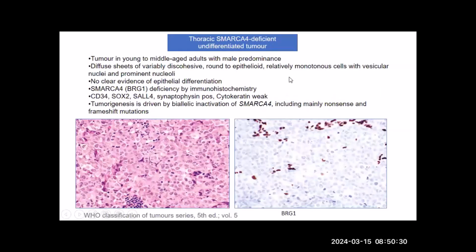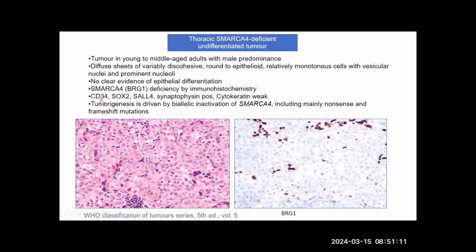So coming to another newly described entity, that is SMARCA4 deficient undifferentiated tumor. This is seen in young to middle-aged adults, and this tumor is also showing something called a rhabdoid phenotype. So rhabdoid cells are basically large cells with nuclei pushed to the side, and there are prominent nucleoli. So if there are rhabdoid cells, we usually suspect any kind of INI1 or BRG1 deficient tumors. So this is a case of a BRG1 deficient tumor.